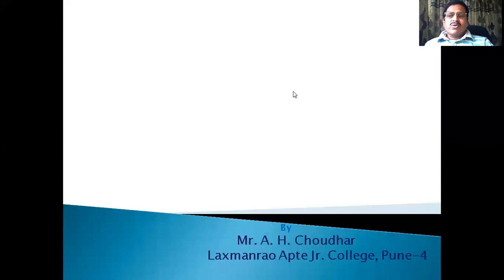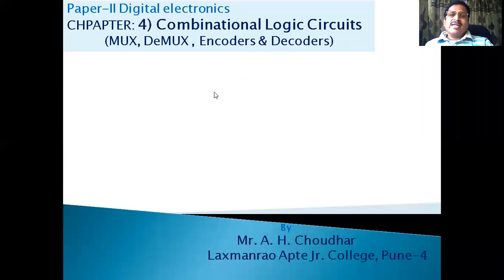Hello students, we are with our paper 2 content. Fourth topic, combinational logic circuits. In the previous two sessions, you have learned the first two types of such circuits, multiplexers and demultiplexers, in detail.